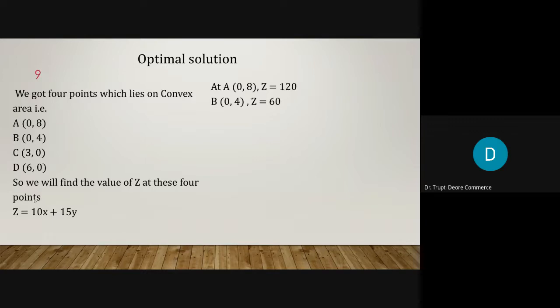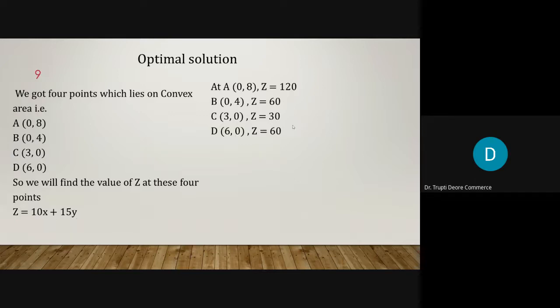Why? x is 0 and 15 multiplied by 4, we got 60. Then C, 3,0, it means x value is 3, y value is 0. So 10 multiplied by 3, 30, plus 15 by 0, 0. And D, it's 10 multiplied by 6 plus 15 by 0, it's 0, so it's 60.